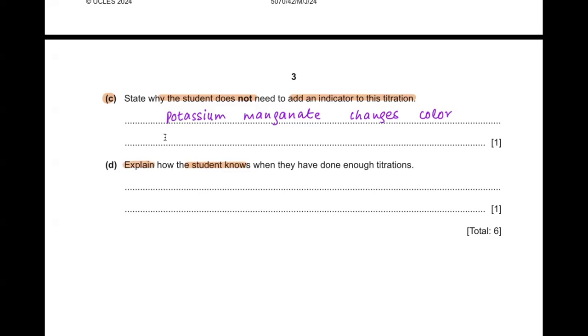Now, D part, explain how the student knows when they have done enough titrations. So as we have seen earlier, we are going to take the titrations with the difference of 0.2 centimeter cube. So at least we need two of the titrations with results within 0.2 centimeter cube.